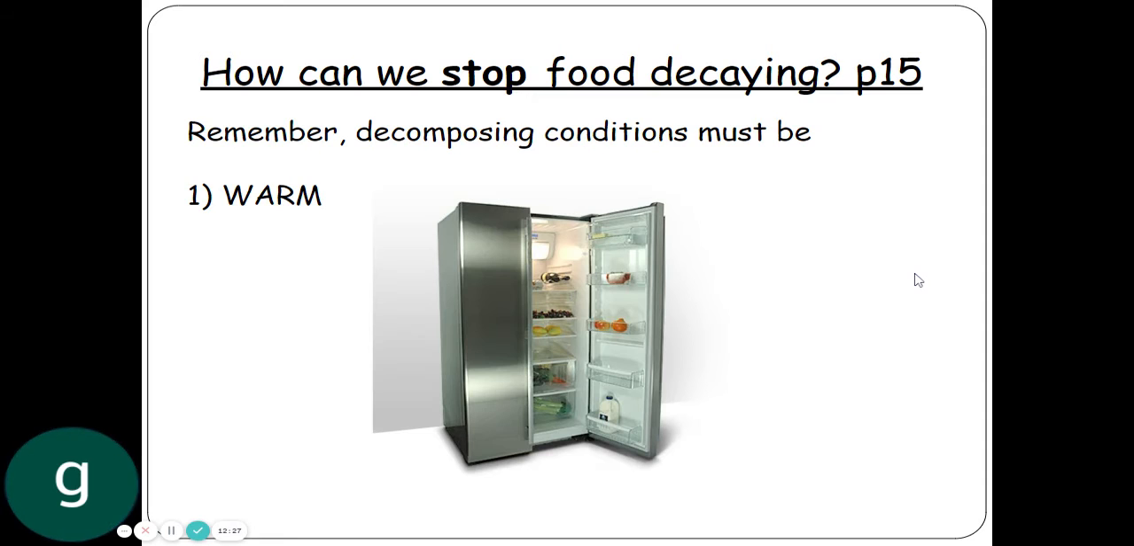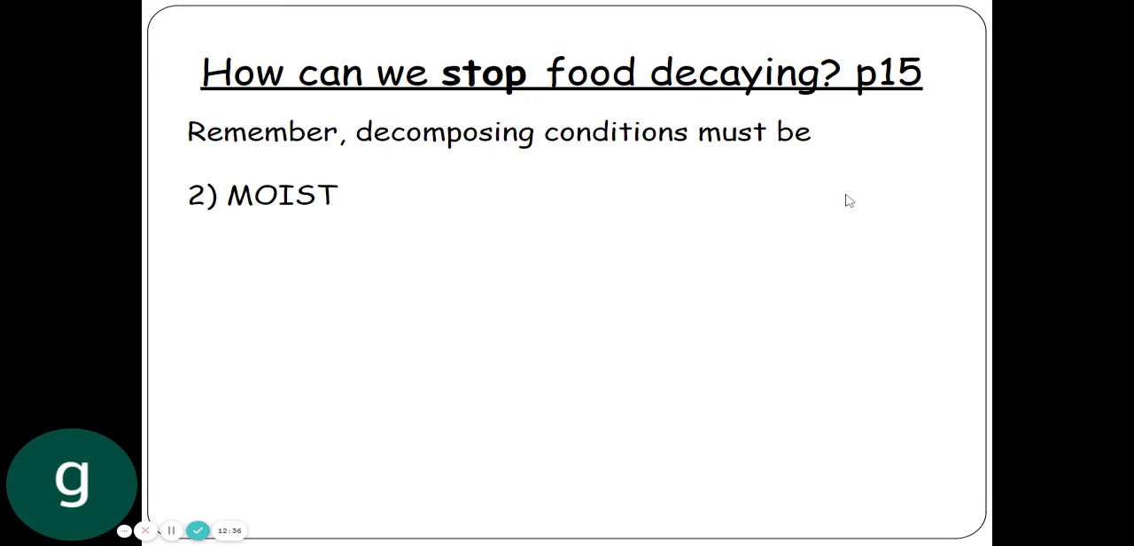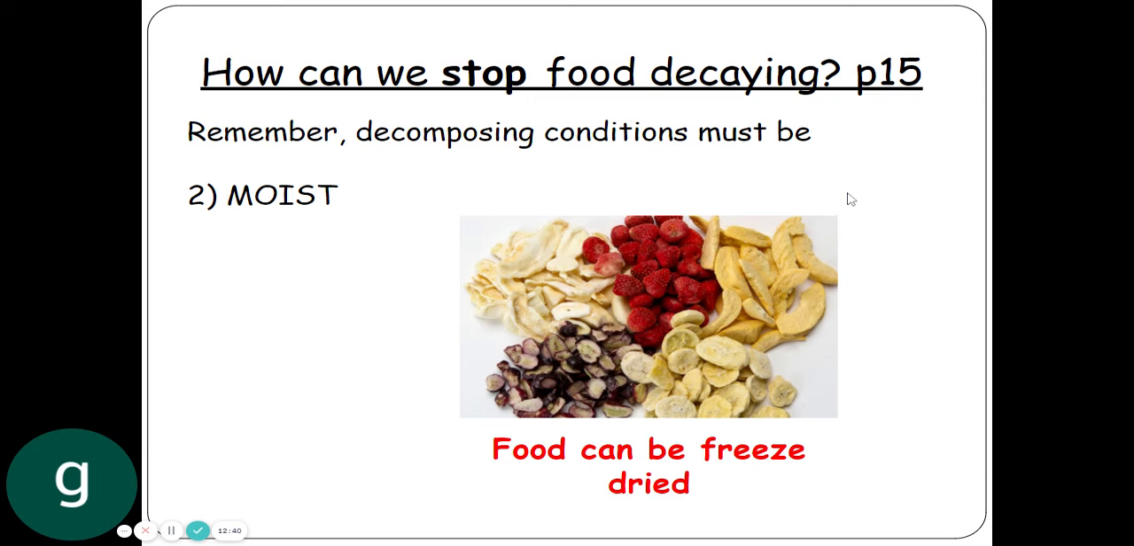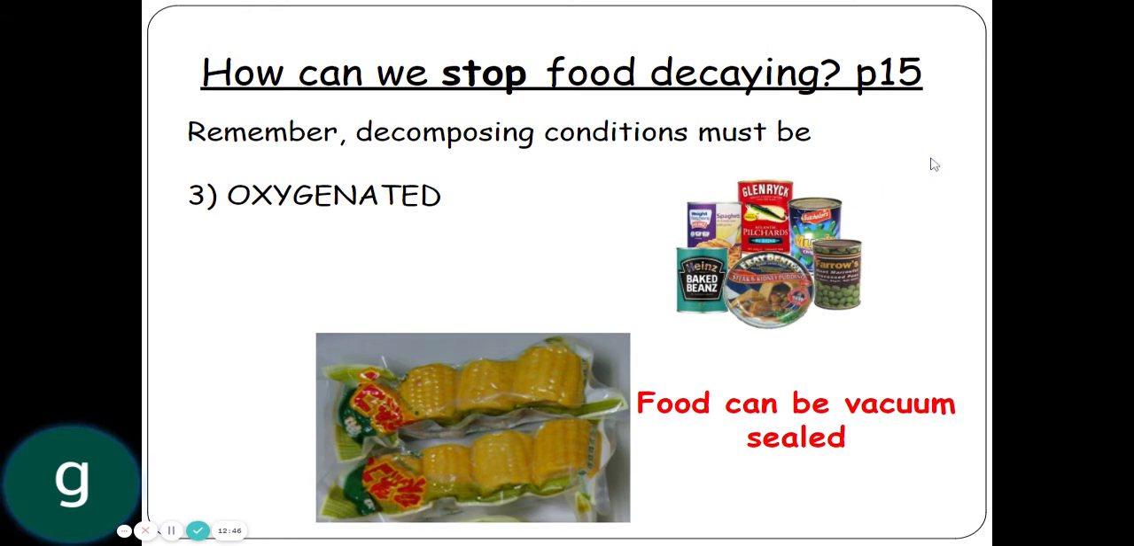So what did you get for warmth? Again, page 15. Write this down. So put things in the fridge or the freezer more effectively. Moisture: foods could be freeze dried. Oxygenation: foods can be vacuum sealed.